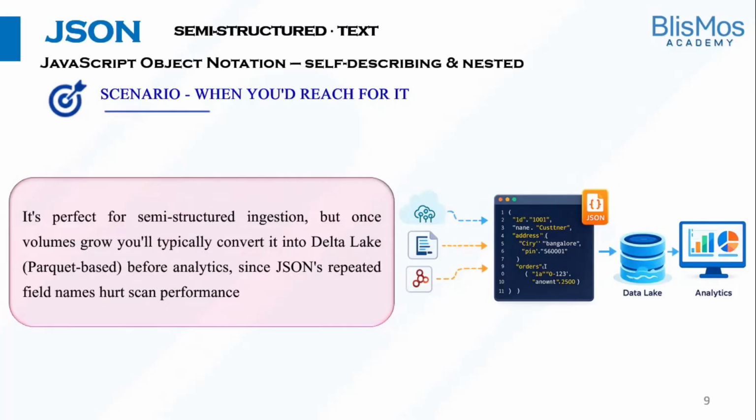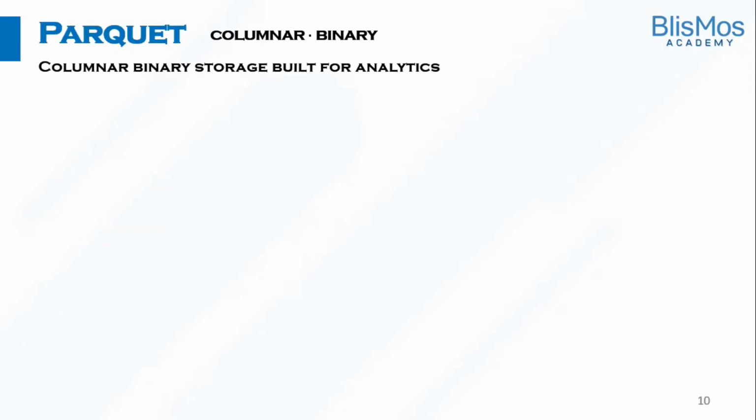So in CRISP, JSON is often the format that comes into the platform, while Parquet or Delta becomes the format for the analytics to run on. Let's see the next format. That's the Parquet. Parquet is very different from CSV and JSON.